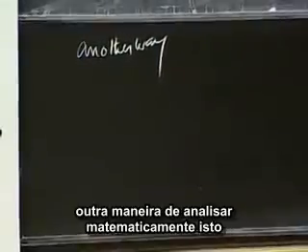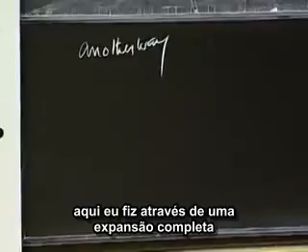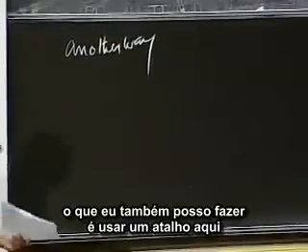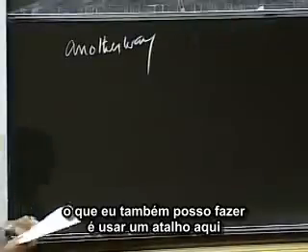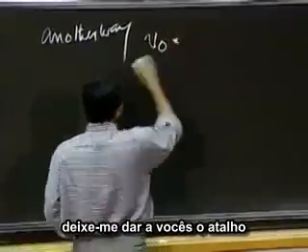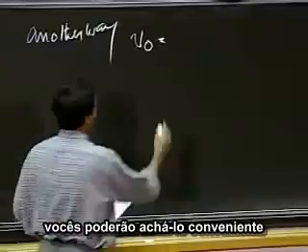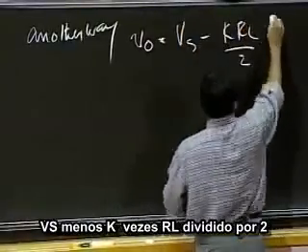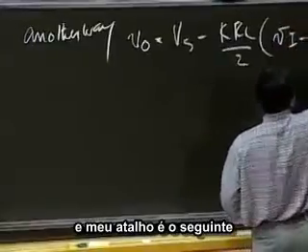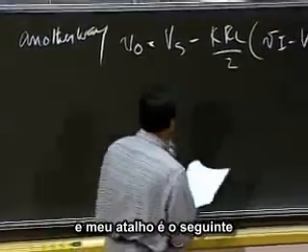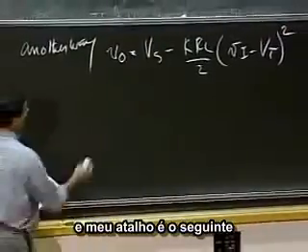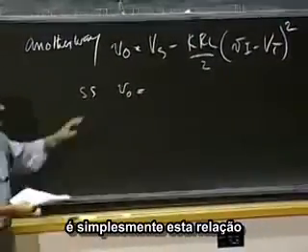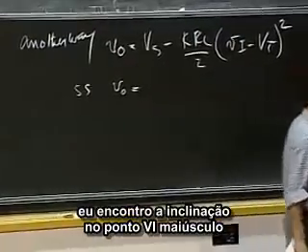Mathematically analyzing it, here I went through a full-blown expansion, pretty much deriving the small signal response. What I can also do is take a shortcut here. So let me just give you the shortcut. You may find this handy. Vs minus K RL divided by 2. And my shortcut is as follows. My small signal response is simply this relationship.